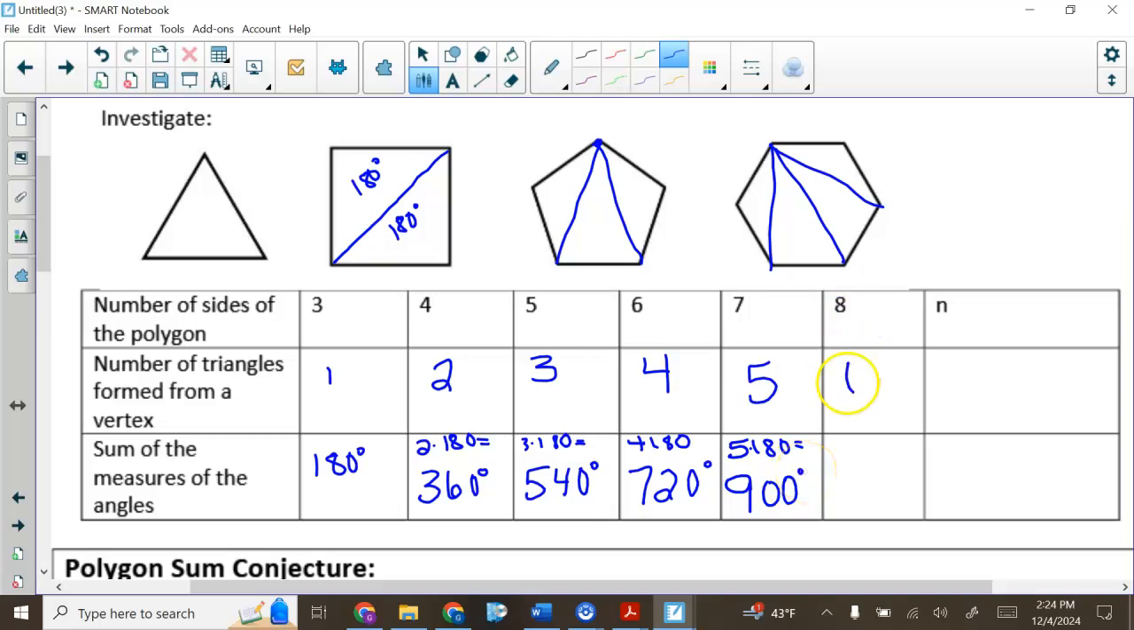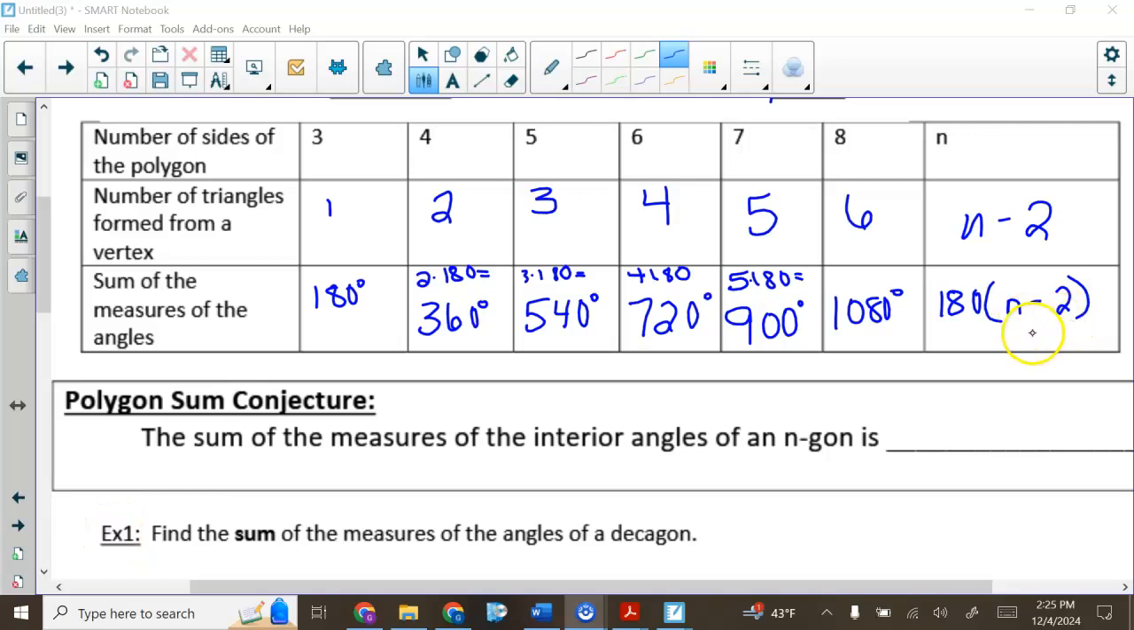Okay, so 8 minus 2 is 6. 6 times 180, 1080 degrees. Then if we add the inside angles, we can take n minus 2. This will be how we figure out the formula. Number of sides minus 2, and then we multiply that times our 180: 180 times the number of sides minus 2. And that's how we'll find the degrees for any number of sides. So that'll be the formula.